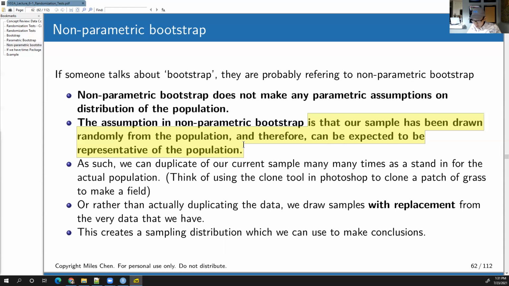Okay. On a mechanical level, we don't actually take it and manually clone it and duplicate the data. What we do is we take our sample and we sample with replacement. Sampling with replacement is the equivalent of taking your sample and making infinite duplicates of it. So we sample with replacement, which is basically the same as infinitely duplicating my sample, and that's going to be my stand-in for the population. Then I can produce a sampling distribution, and then we can make conclusions.